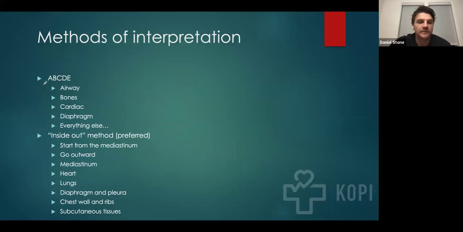When we're talking about interpreting a chest X-ray, there are certain methods. Some people in the United States teach the A, B, C, D, E. It's just assumed that you start with the airway, you move to the bones, so you move outward. You make sure to evaluate the cardiac silhouette. Then you make sure to take care of the diaphragm, and then E stands for everything else.